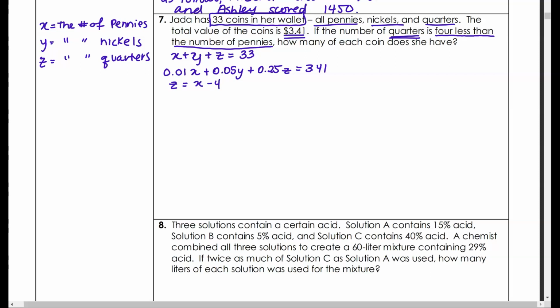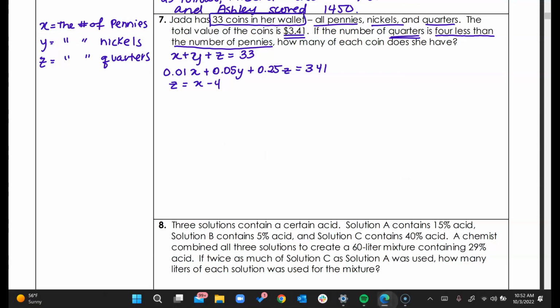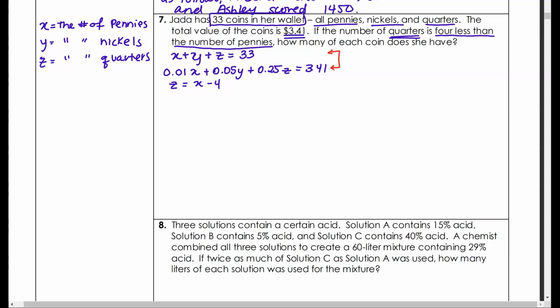So here are our three equations, so now we need to go about and solve these to figure out how many of each coin she has. If we take the first two equations, we can combine these to eliminate. Now notice that last equation only has z's and x's, so we're going to want to eliminate the y. So these are going to be our first two. The first thing that I would do is what I call decimal bust. It's very similar to fraction bust. Let's go ahead and multiply that bottom equation by 100.